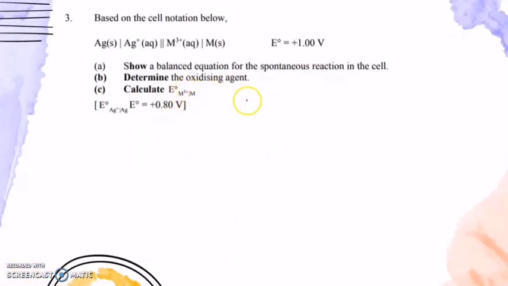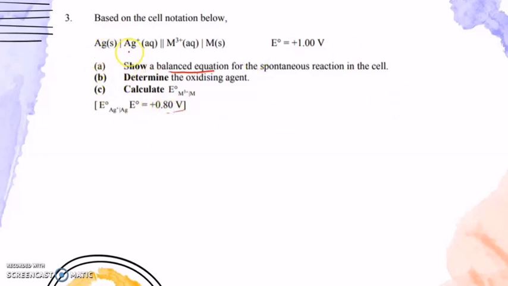The next question, given the cell potential, show a balanced equation for the spontaneous reaction in the cell, determine the oxidizing agent, and calculate the E° M3+|M. Given to you, E° Ag+|Ag equals positive 0.80 volt.